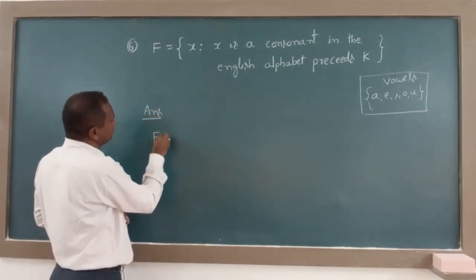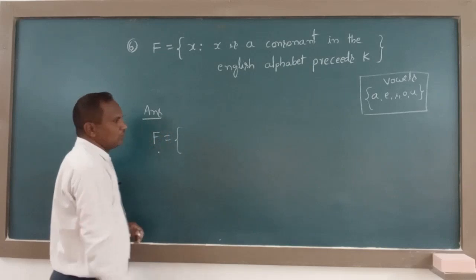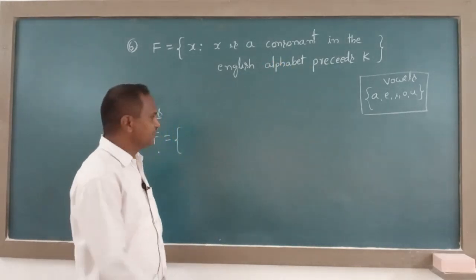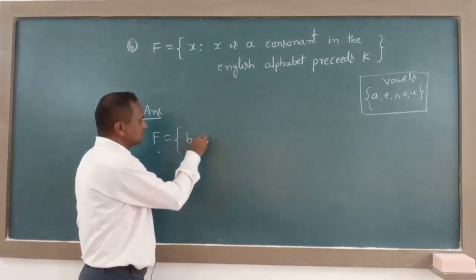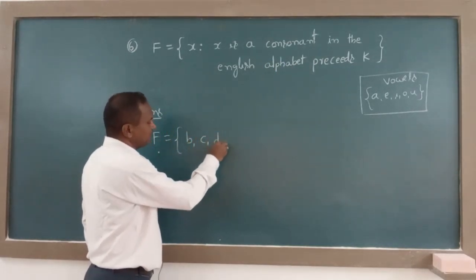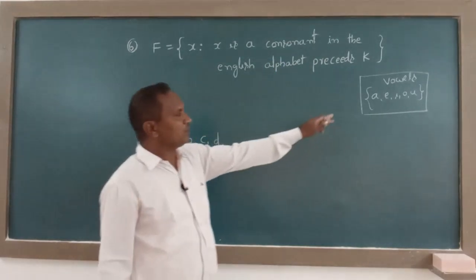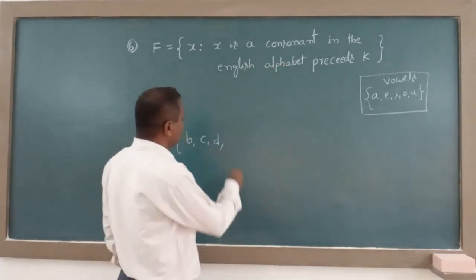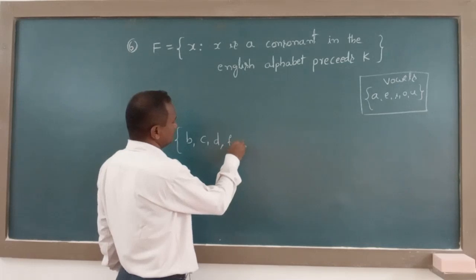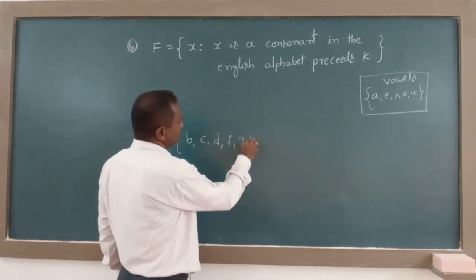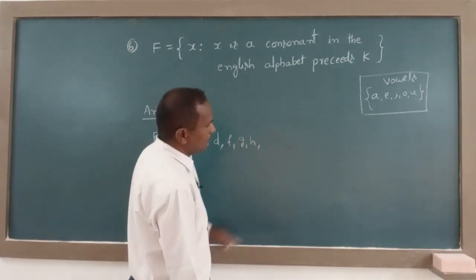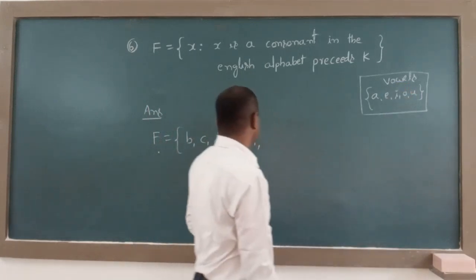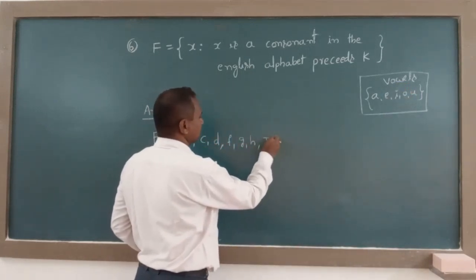F is equal to: A should not come because A is a vowel, but they are asking for consonants only. B, C, D. E will not come because E is a vowel. F, G, H. I will not come because I is a vowel here. J. That's all.